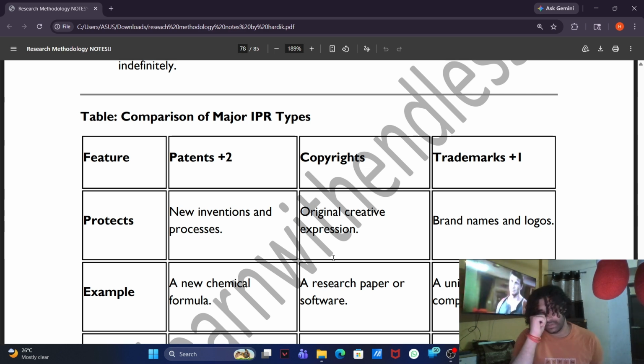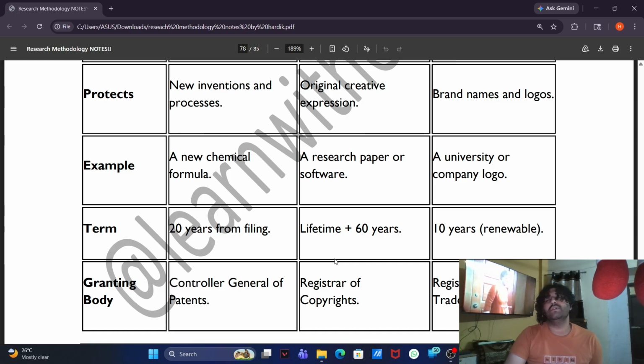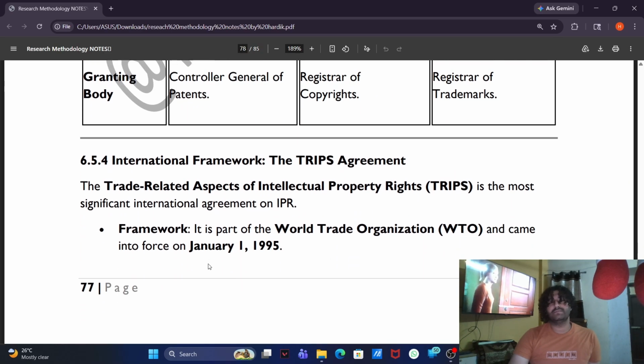Trademarks protect brand names and logos. Example: a university or company logo. Term: 10 years, but it is renewable indefinitely. Granting body: Registrar of Trademarks.